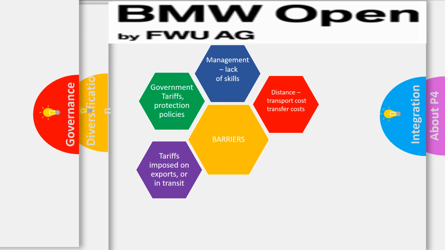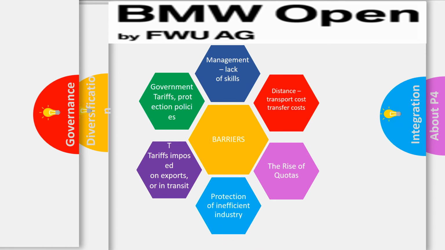So if you want to market internationally, depending upon government tariffs and protection policies, it could make you think twice about which market you want to go into. So these issues again need to be taken into account. And likewise, the rise of quotas and protection of inefficient industry. So again, all of these things need to be taken into consideration if you're a company looking at going into another marketplace. And you'll need to look at how it actually affects your company.